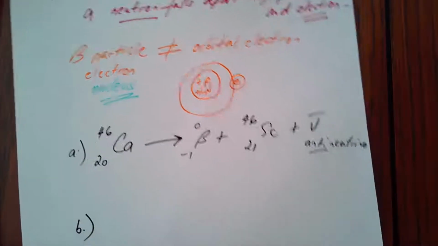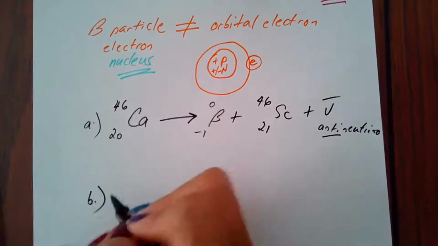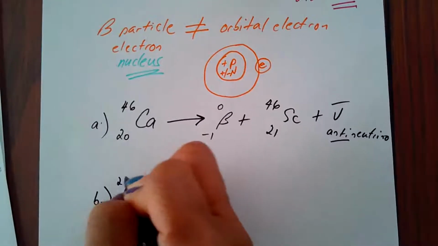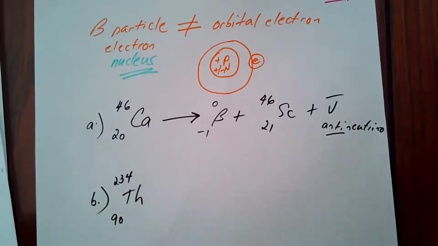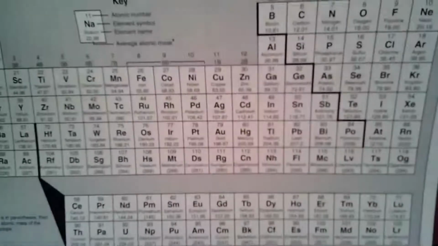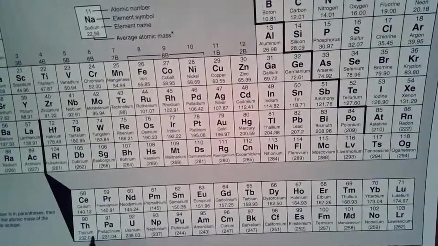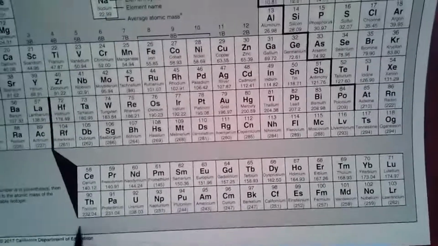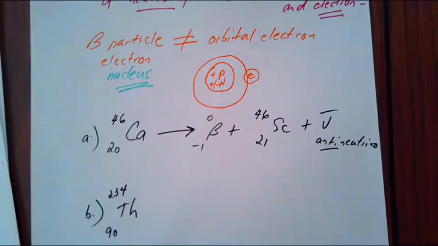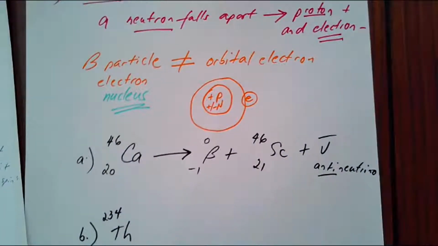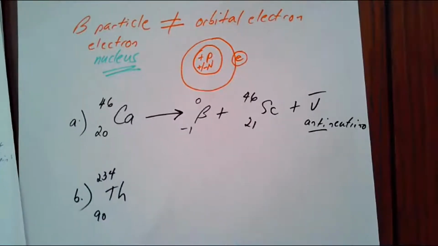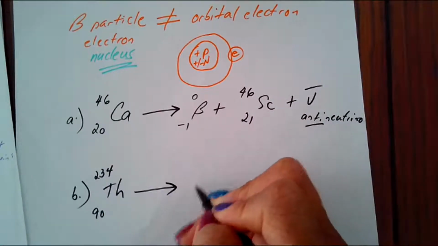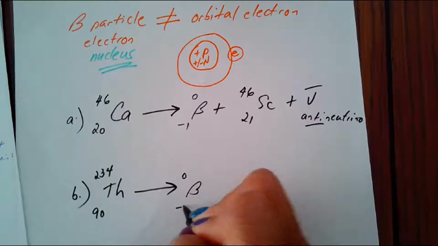Let's do another example here. Let's try thorium 90 and 234. Again, look at thorium 90 on the periodic table, 90 right here, and 232 is what you have on the periodic table. So this is an isotope again. Something is happening with the neutrons. Okay, so thorium undergoes a beta negative decay.